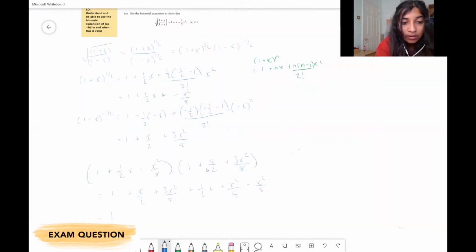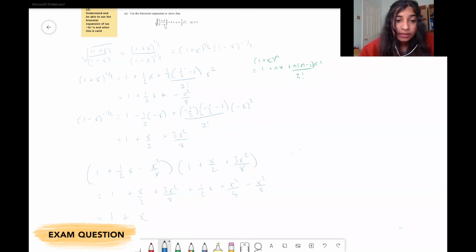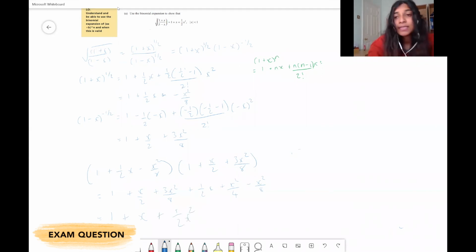So we get 1 plus x over 2 plus x over 2 is just plus x, and we would have 3x squared plus x squared over 4 minus x squared over 8. That should just be equal to half x squared, and there you have your answer. So if you ever have a fraction like this, then just split it up and remember your rules of indices, and then you just have two terms that you can binomially expand individually, and then you can just multiply your expressions together to get your answer.